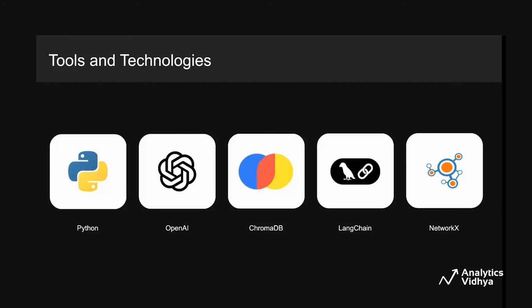Let's quickly look at the tools you will be working with throughout this course. We will use LangChain as our orchestrator framework, Python as our primary language with all code in notebooks you can follow along, OpenAI for generation and entity extraction, ChromaDB for vector-based retrieval support, and NetworkX as the graph store where all entities, relationships, and traversal happens.